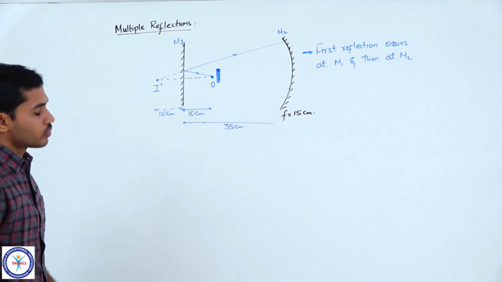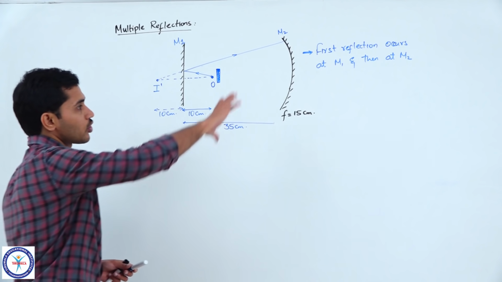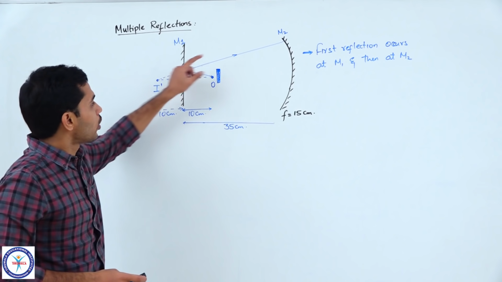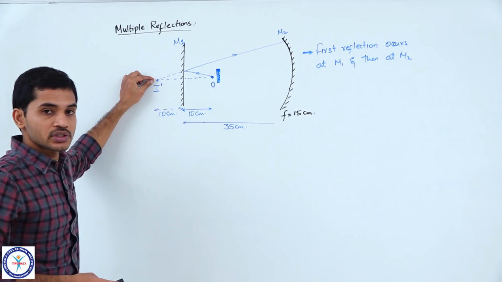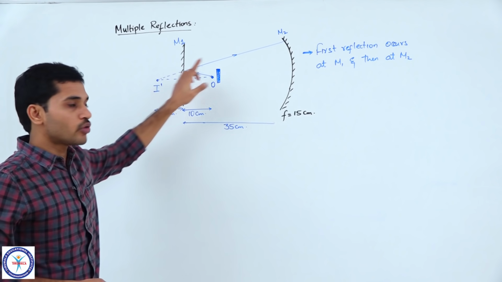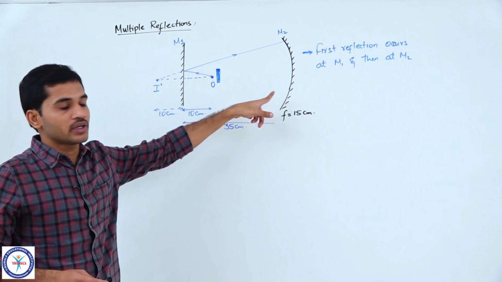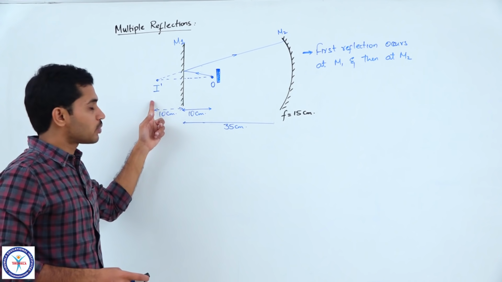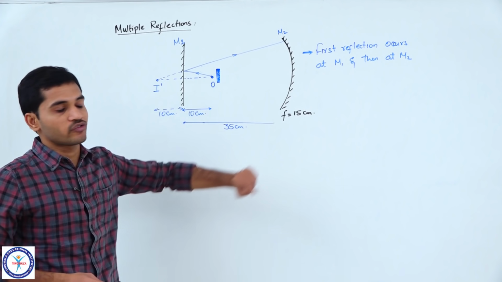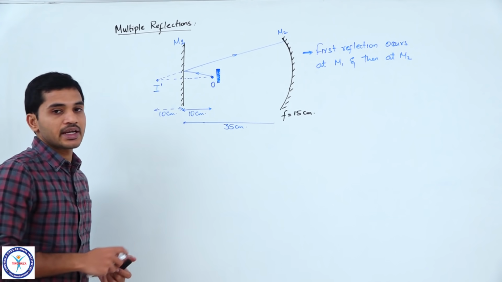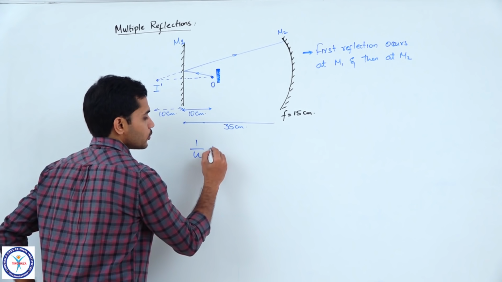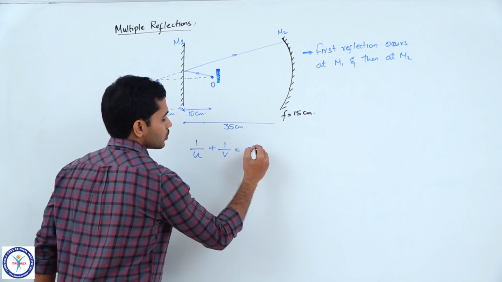Now, if you look at the light rays which are reaching the concave mirror, the concave mirror will think that all the light rays are coming from this position, right. Which means this I dash will be the object for the concave mirror. Whatever is the image formed by the plane mirror will behave as the object for the concave mirror. So, let us write the equation for the concave mirror now. We know that the expression is 1 by u plus 1 by v is equal to 1 by f.